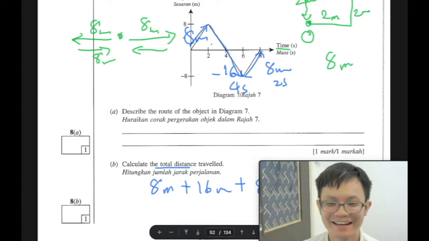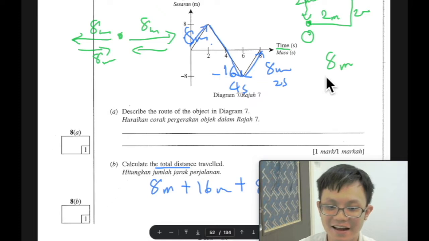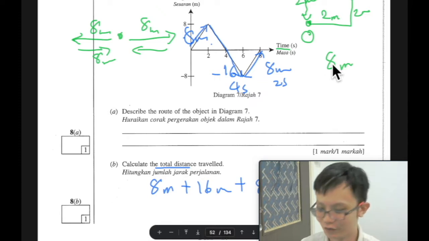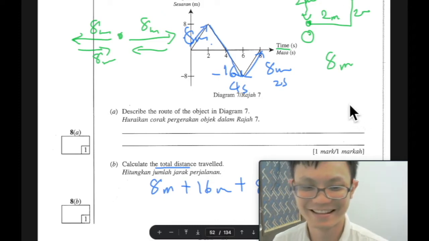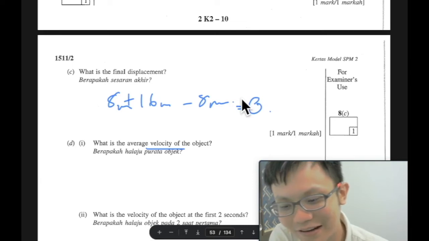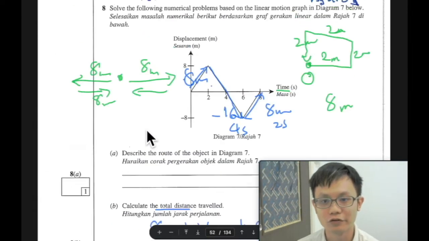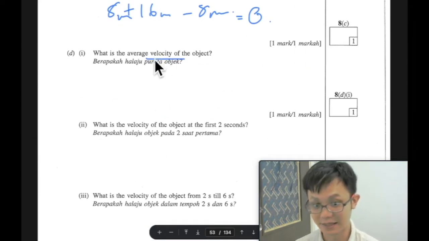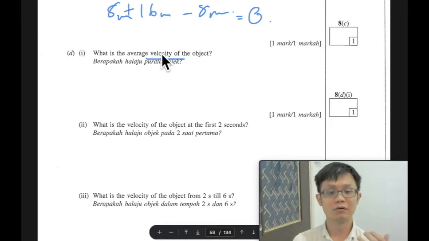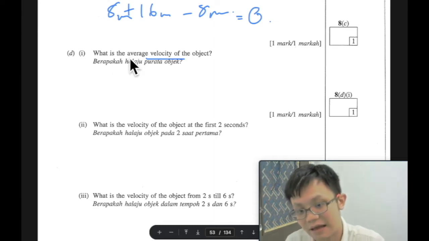Total time is 8 seconds. Then total displacement over total time, so it's 0 over 8. 0 over 8 then? 0. No, what is the average velocity of the object? It depends on you whether there must be a velocity. Velocity is the speed. If you are saying something is 0, it means the object is not moving. Then it's impossible to even get anything.